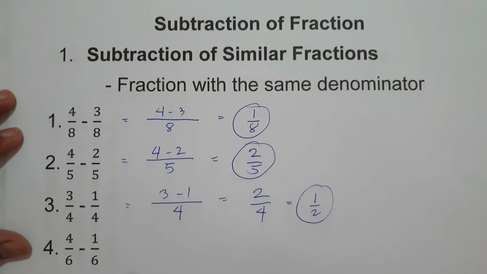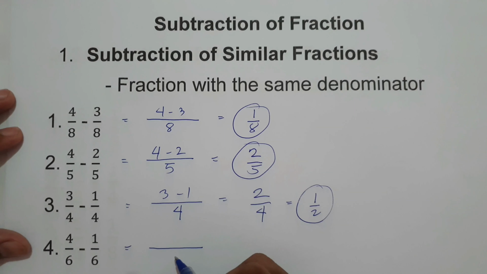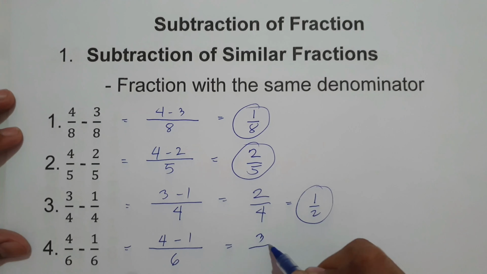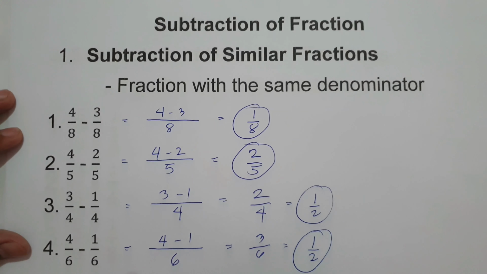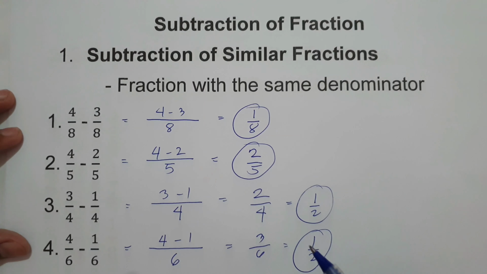And then number 4, 4 over 6 minus 1 over 6. So we have the same denominator. We just simply copy the denominator and then subtract the numerator. 4 minus 1. That is 3 over 6. 3 over 6 can be written as 1/2. Because the greatest common factor is 3. Whenever we have a fraction, we have to write our answer in simplest form.